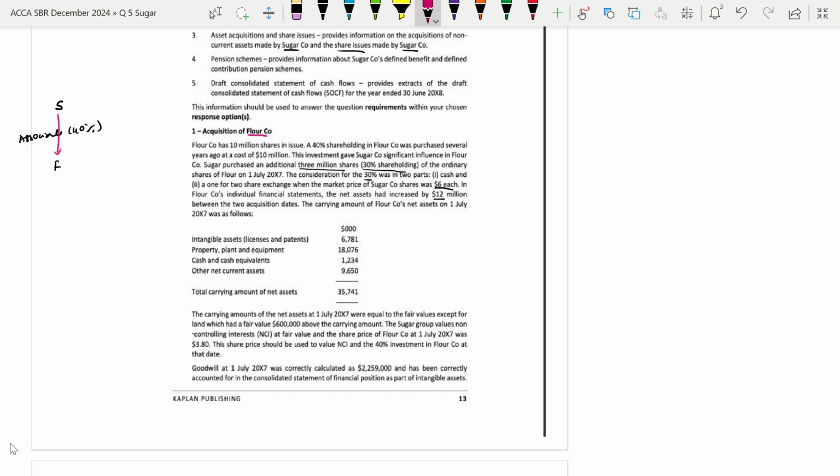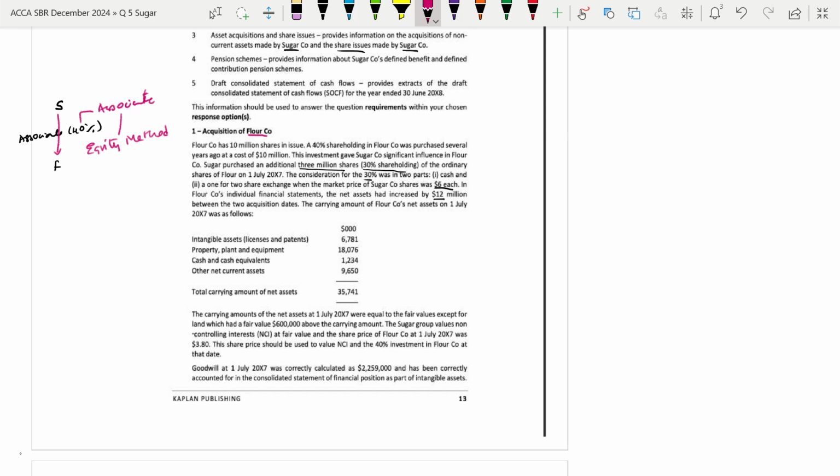Previously they had 40%. Because of the 40%, it has been identified as an associate. They don't do consolidation, but they use the equity method of accounting. They will use the equity method.